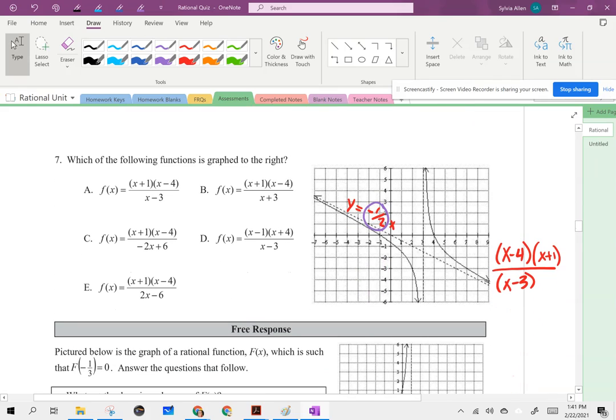All right, number 7, which of the following functions is graphed at the right? So the very first thing we want to do is be able to identify some of those key features. This is going to be the x-intercept. There's no hole, but there's 2 x-intercepts. We also have a vertical asymptote at 3, so this is the other factor.